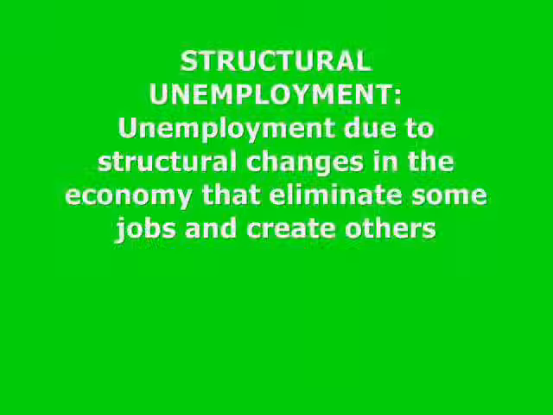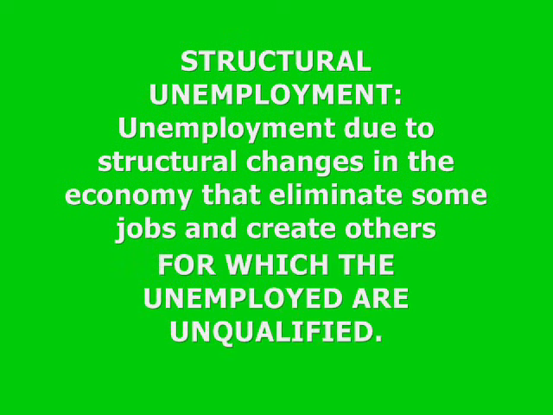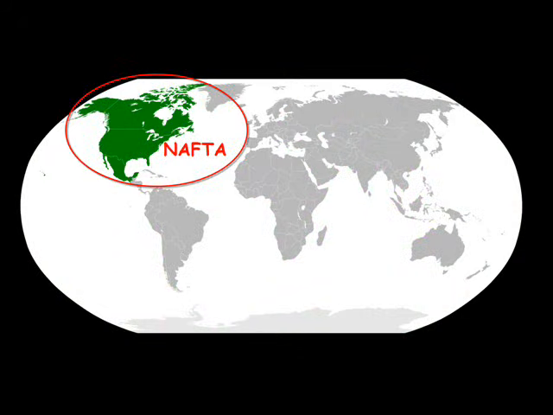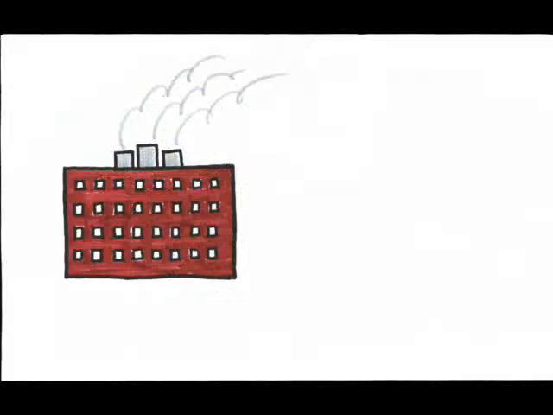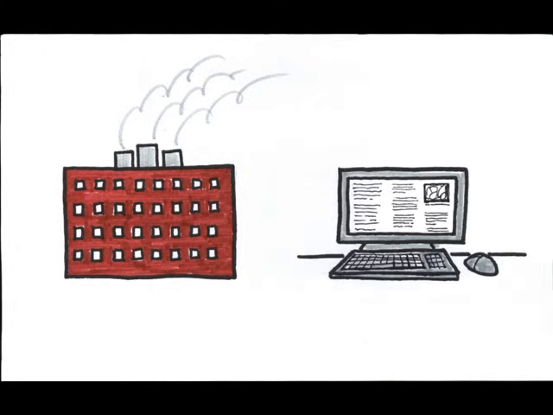Structural unemployment is unemployment due to structural changes in the economy that eliminate some jobs and create others for which the unemployed are unqualified. One really good example that I can think of is from the 1990s when the North American Free Trade Agreement, NAFTA for short, was passed. With the passage of NAFTA, the U.S. lost a lot of blue-collar factory-type jobs but gained white-collar jobs, say in computer programming or finance.